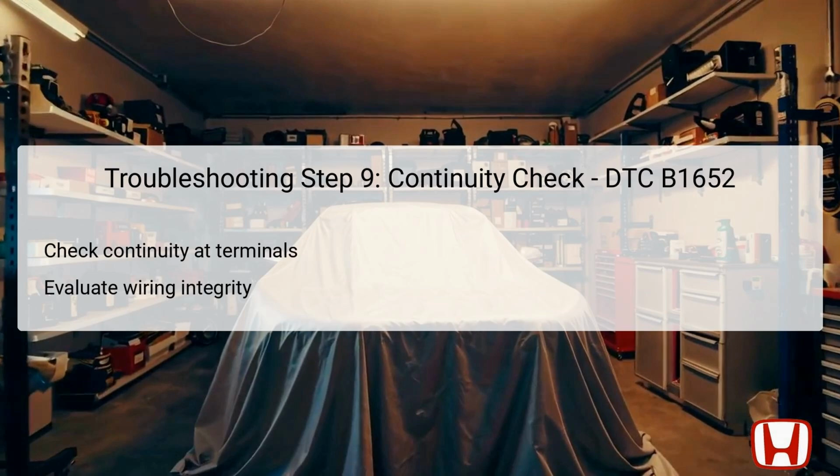A successful continuity test indicates a properly functioning circuit, while a failure could imply faulty wiring or poor connections needing closer inspection. The importance of continuity testing lies in its ability to reveal whether signals are being transmitted effectively throughout the system, thus allowing for efficient troubleshooting of DTC B1652. Without good continuity, even a functional antenna will not operate correctly.